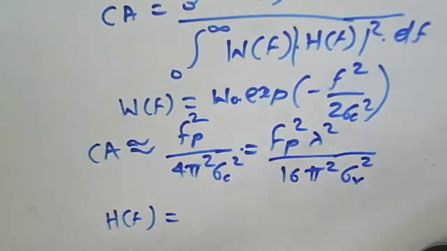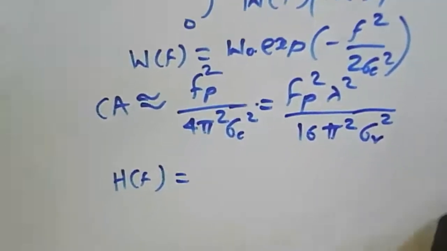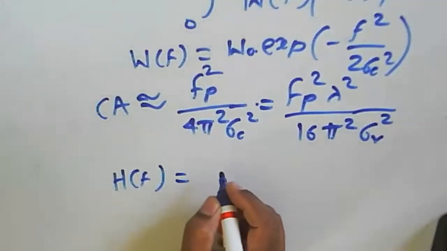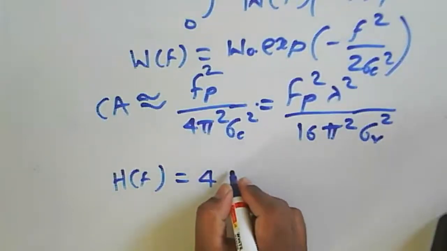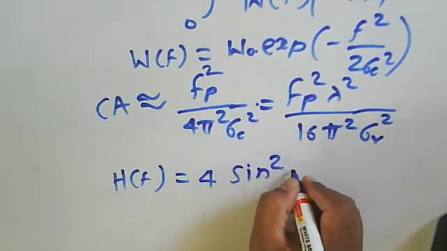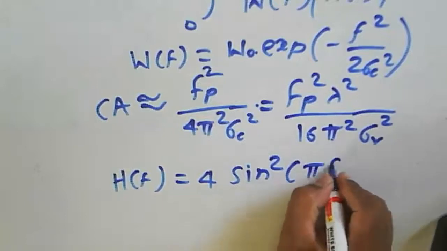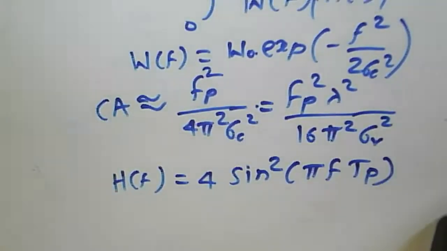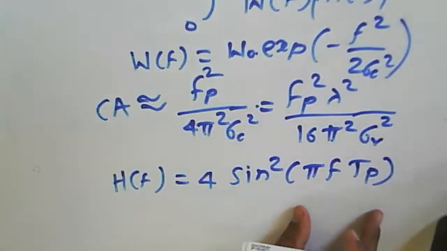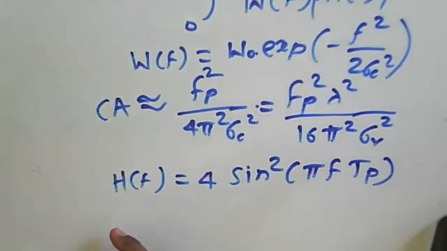will be the square of the single delay line canceller, because it is a cascade. Earlier we said that H of F is equal to twice sine. Instead of that, it will be the square of this, so 4 sine square of pi f T. That is about the frequency response.